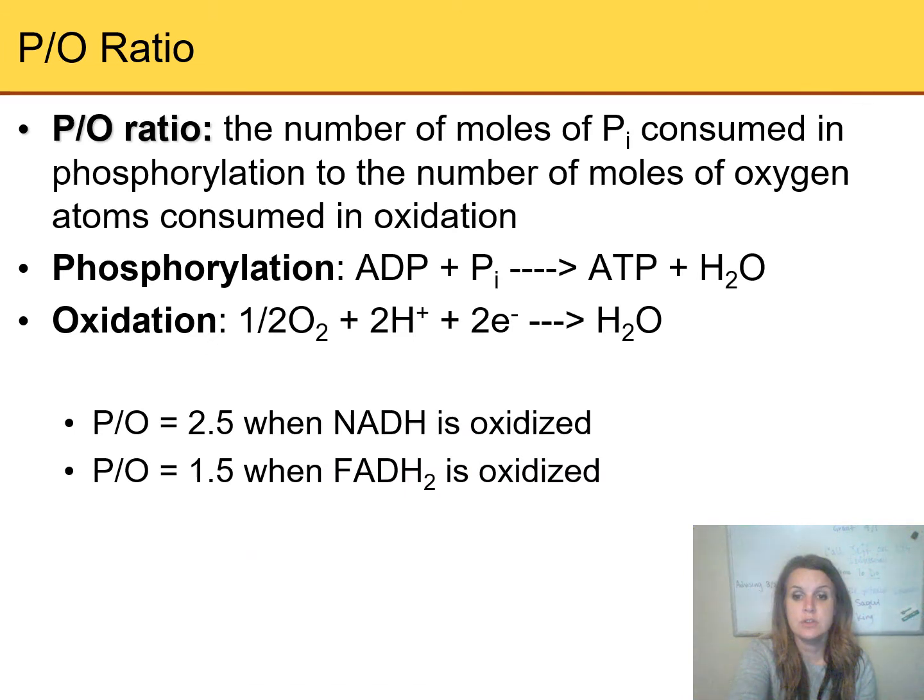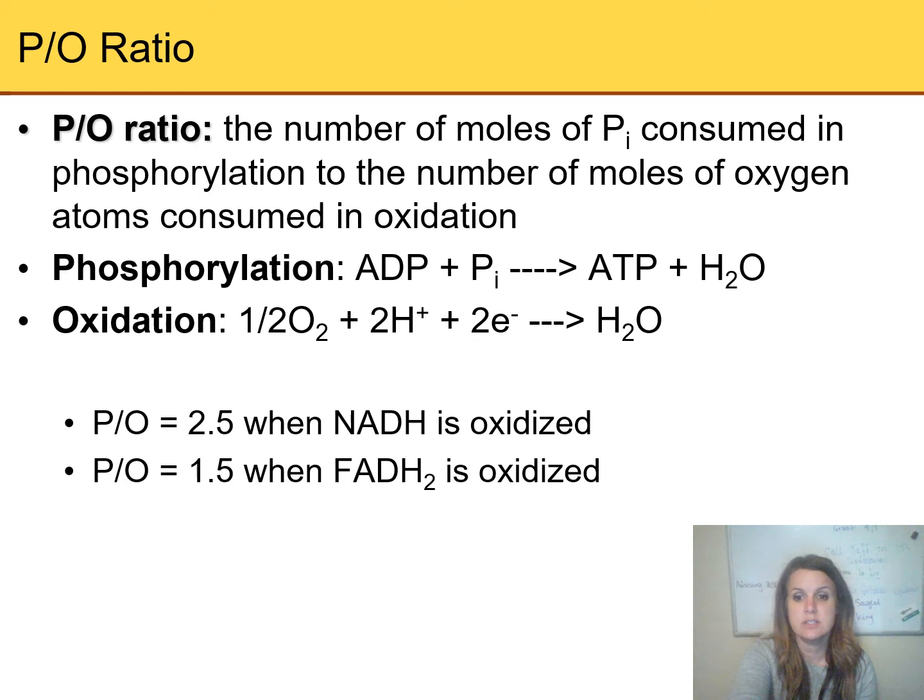Okay, so I want you to know this term, the P/O ratio. That is the number of moles of inorganic phosphate consumed in phosphorylation to the number of moles of oxygen atoms consumed in oxidation. So the phosphorylation reaction we're talking about here is ADP plus an inorganic phosphate is going to produce ATP through a condensation reaction. That's why we have water.